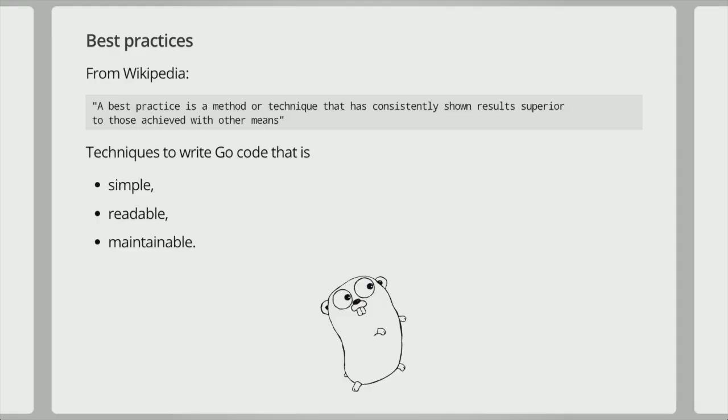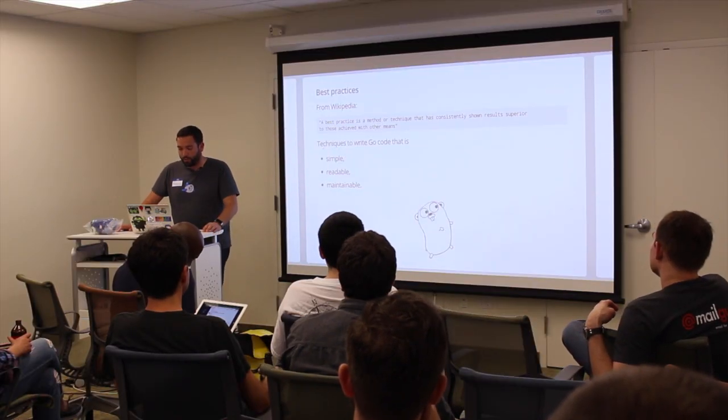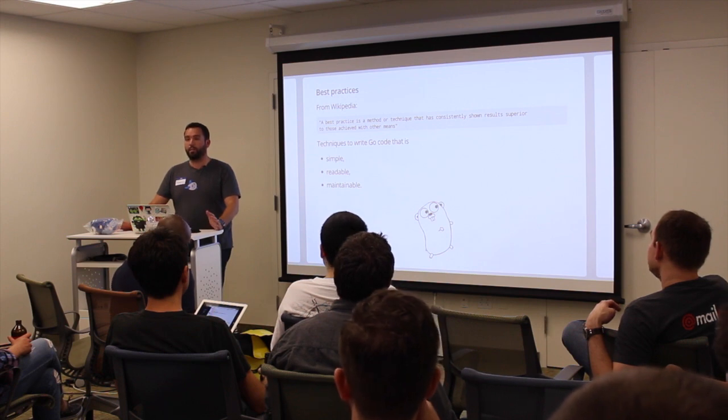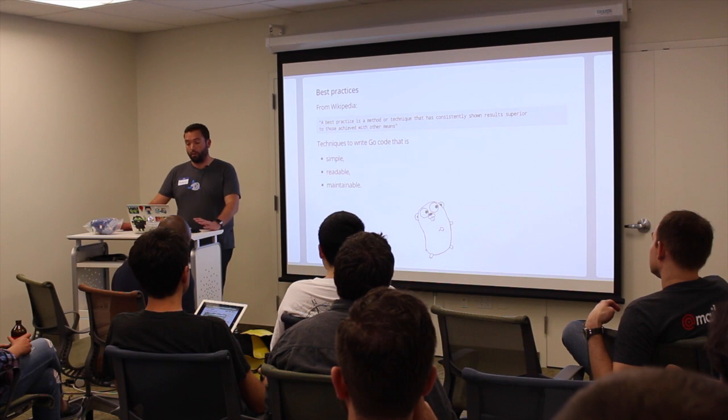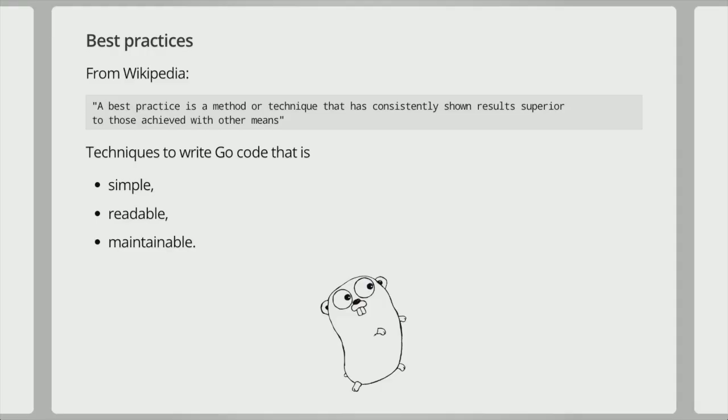So first of all, what is a best practice? Wikipedia is the source of all truth. A best practice is a method or technique that has consistently shown results superior to those achieved with other means. For me, it's basically something that normally works better and better in Go, in that it produces code that is simple, readable, and maintainable.